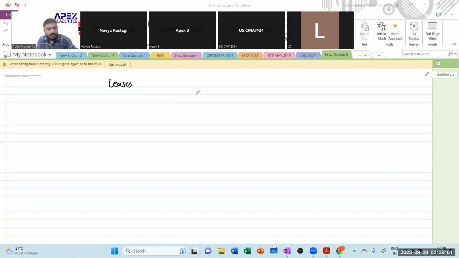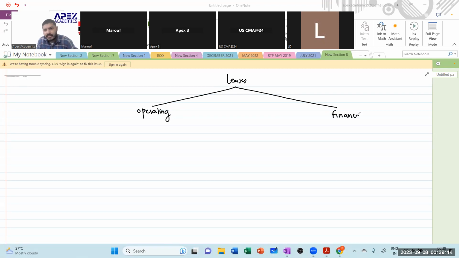Leases. We'll write over here. Out of how many types? 2 types. What is the first one? Operating and finance leases. Finance leases are of 2 types. What are they? They are direct financing leases and sales type leases. What is the meaning of this? I will explain to you in the next slide.